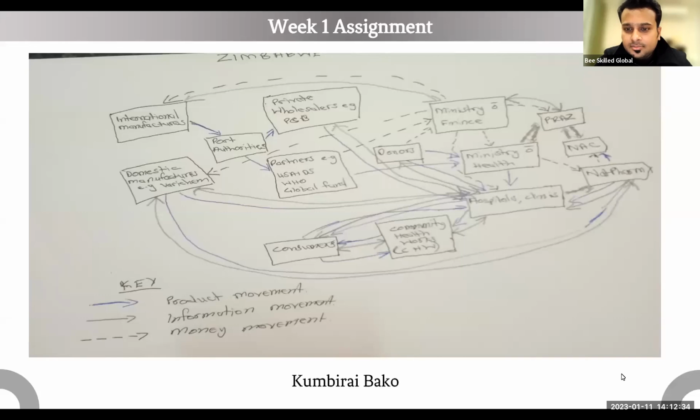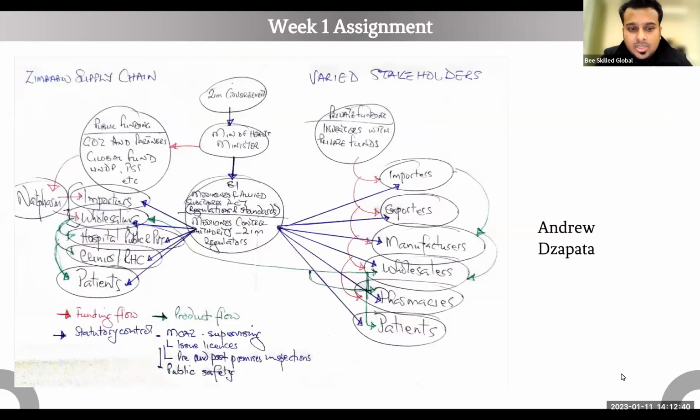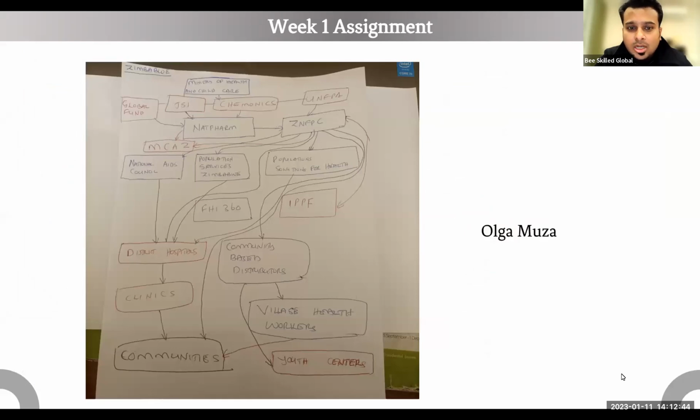Kumbirai. Okay. Andrew, if you're in the session, or then the last one is from Olga. Olga, I see you. So I think you are here. So maybe you want to explain what you have drawn very quickly, and then I will do a summarized version as well.